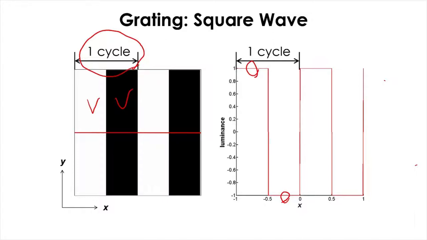So even though it looks like a simple one, it's in fact a special kind of grating that is made up by combining an infinite number of different sine wave gratings mathematically. And because the luminous profile only changes in the x-axis, this is a one-dimensional stimulus.